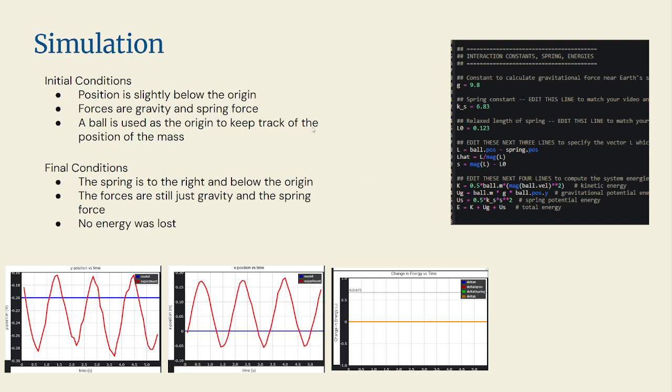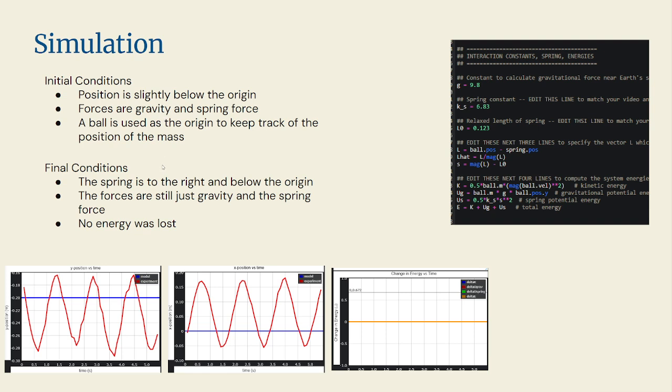Next up is a simulation. For the initial conditions of the simulation, the position is slightly below the origin, which is this blue line here on the graphs. Forces are gravity and the spring force, and a ball is used as the origin to keep track of the position of the mass that is connected to the spring.